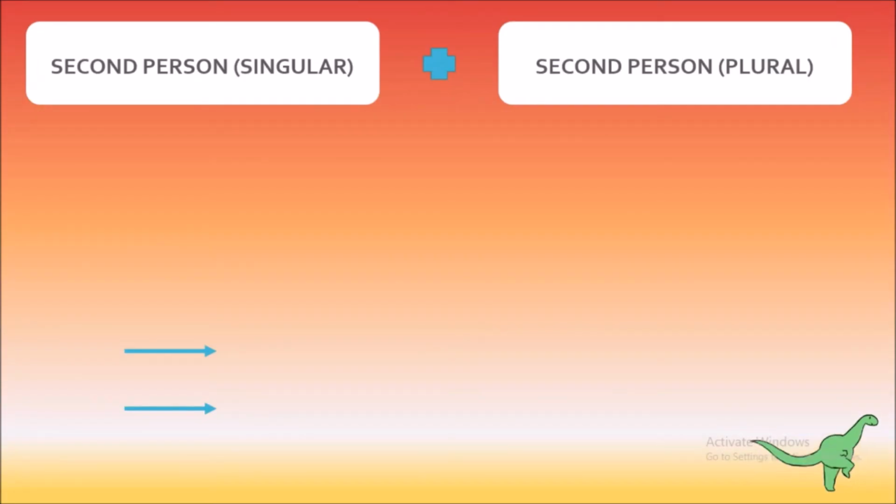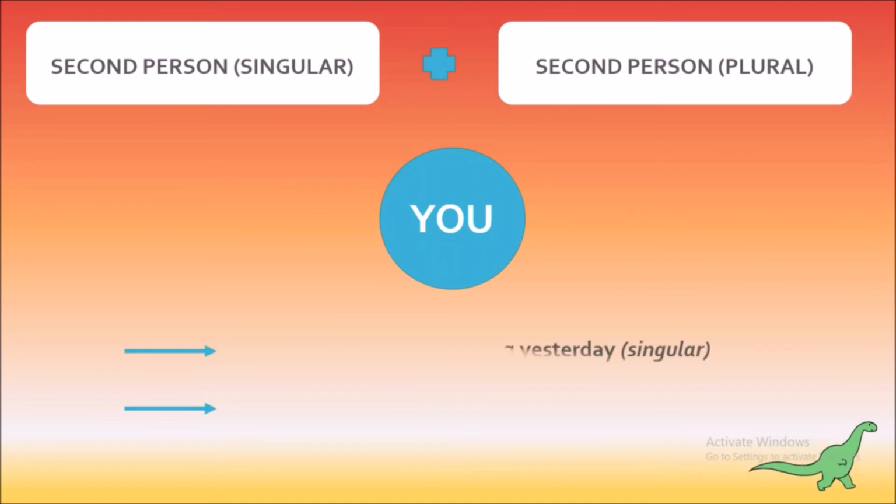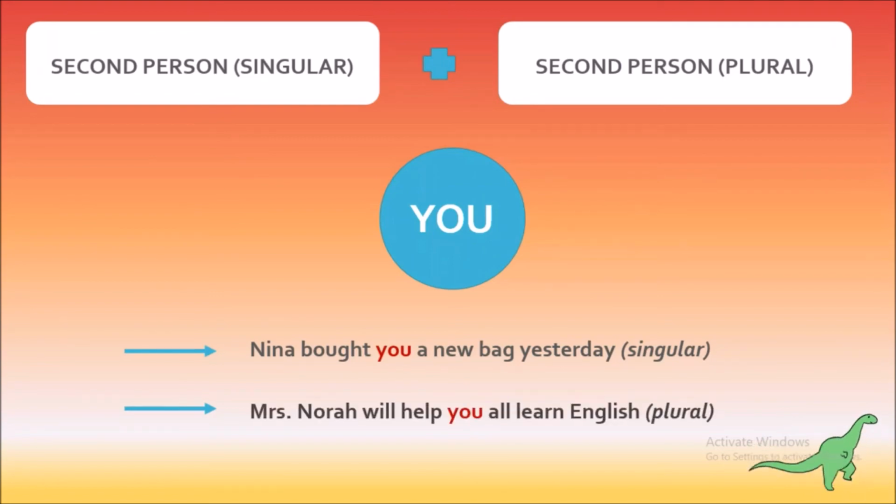Now, the second person singular and plural of object pronoun are you, just like the subject pronoun. For example, Nina bought you a new bag yesterday, singular. Mrs. Nora will help you all learn English, plural. So, we can see the difference. This is singular and this is for plural.